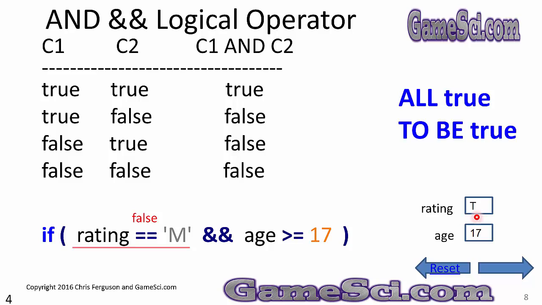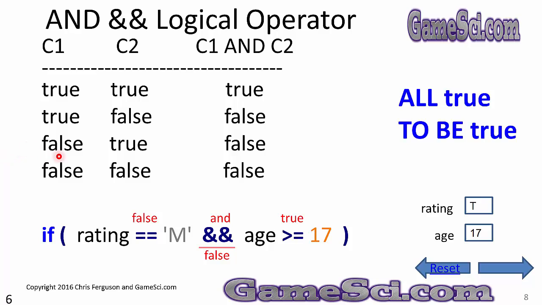Set the rating to T for teen and the age to 17 and see what happens with this if statement and how it evaluates. First of all, our rating is T, so T equal to M is a false statement. After we evaluate that side, we'll go over here. Our age is 17. Age greater than or equal to 17 is a true statement. 17 greater than or equal to 17 is a true statement. So my input to the and is false and true. So when I and those two things together, what happens? I get a result of false.